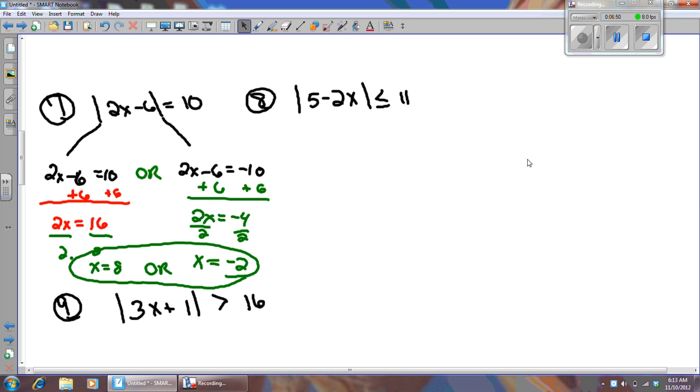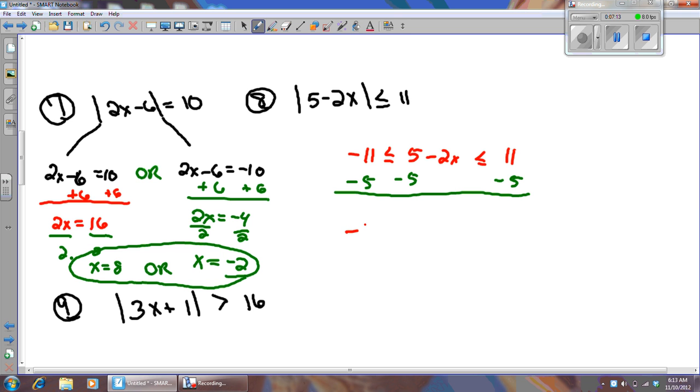I apologize, ladies and gentlemen. Let me start this over. Negative 11 is less than or equal to 5 minus 2x, which is less than or equal to 11. Sorry about that. Okay, so I'm going to subtract 5. Why am I subtracting 5? Because a 5 is positive, and to get rid of it, I have to subtract. So I'll get negative 16 is less than or equal to negative 2x, less than or equal to 6.